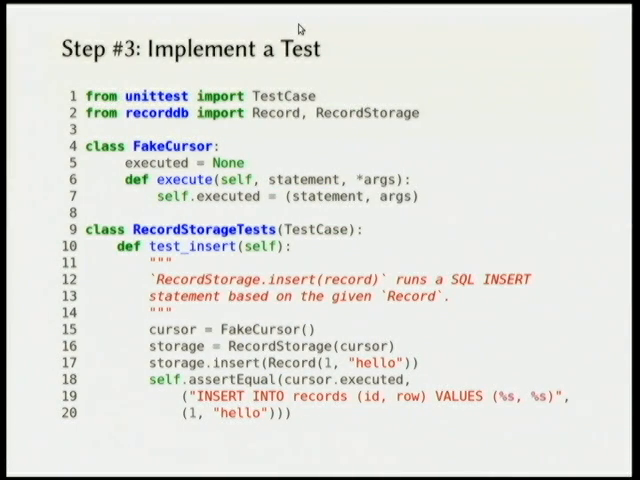We're going to use Python's unittest library, which lets you write test cases and make assertions. We import our record class, we import our storage class, and then we implement a fake cursor, which emulates the API that a Python DB API database cursor would implement, or implements just enough of it that you can pretend that you're running a SQL statement against a real database. So we have a fake cursor, and when you execute a statement, it's going to store that statement for later. It doesn't do anything else. And so here's our first test. It has a docstring.